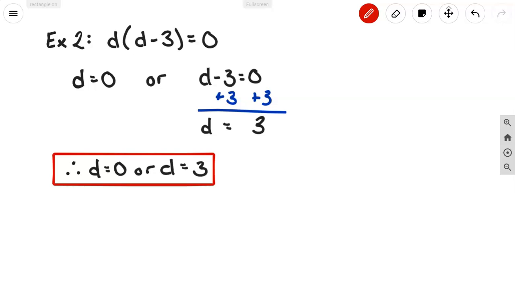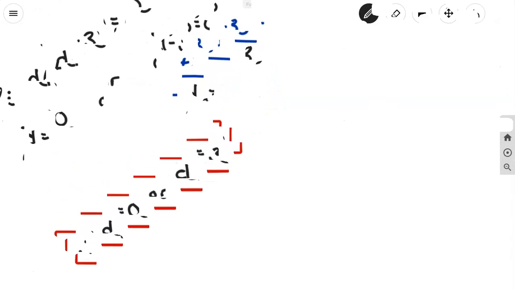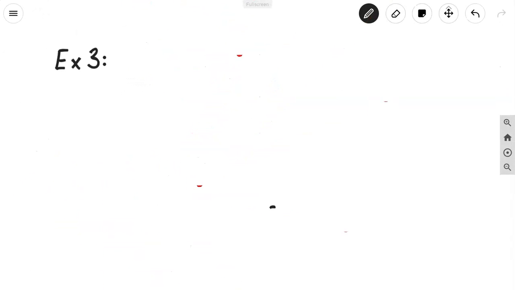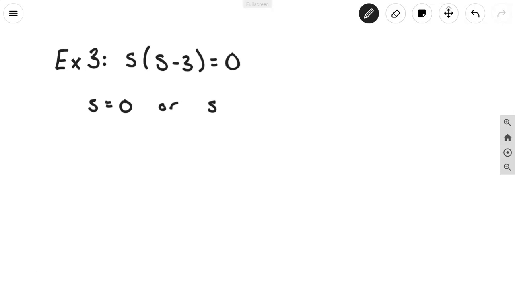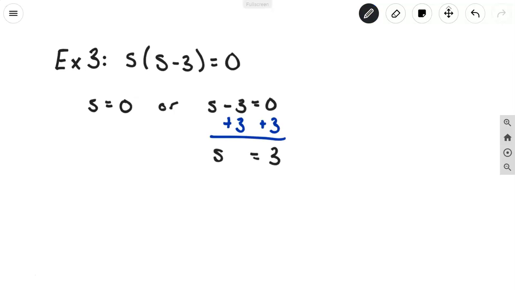In example 3, I suggest you pause it after seeing it to get yourself a chance to try it on your own. It is very similar pretty much to example 2. Like right here, I would expect you to pause it if you want to try on your own. Notice again, s equals 0, that's already done for us, and then therefore my answer.